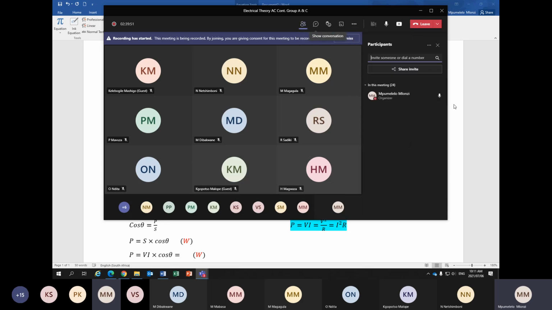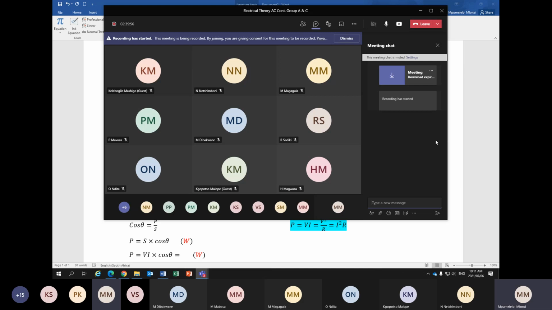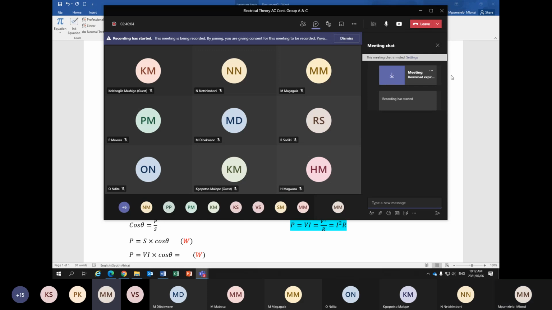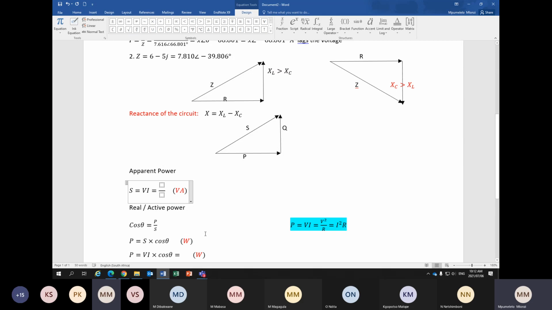Guys, I'm listening. Okay, what do you have on the hypotenuse? You have the Z, meaning whenever we calculate the apparent power, we have to involve what is found on the same side as the apparent power, which is the Z.